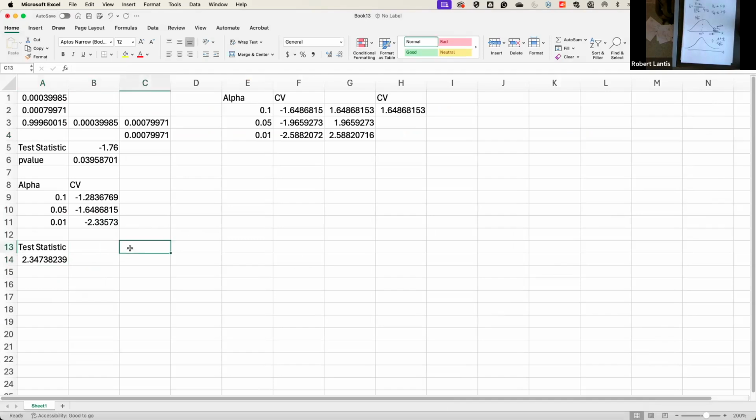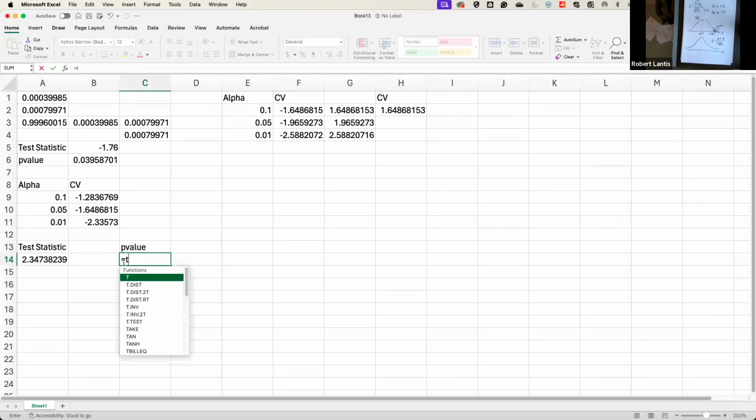If I then wanted to find my p-value, remember that's the area to the right of my test statistic, t.dist, and I've got a right-tailed test. I'll show you two different ways. You can use t.dist and say, okay, here's the value I want to find the area to the right of, comma, my degrees of freedom. The sample size was 30, so 30 minus 1 is 29. If I do comma 1, though, it's going to give me the area to the left of this test statistic. I want the area to the right, so what do I do? Oh, I subtract that from 1.